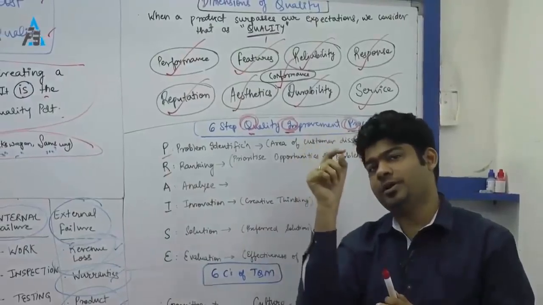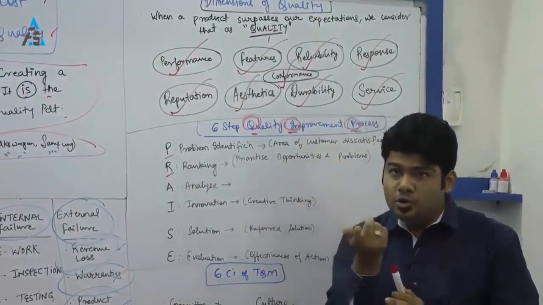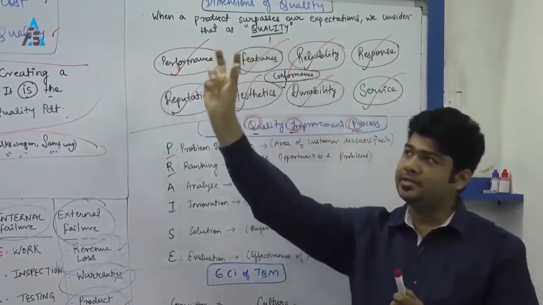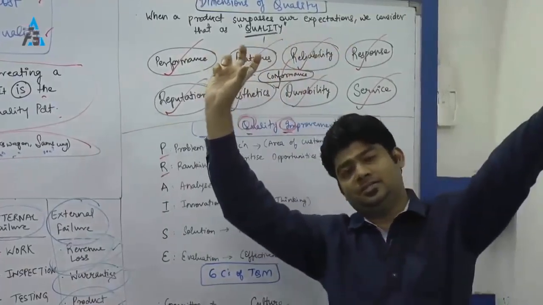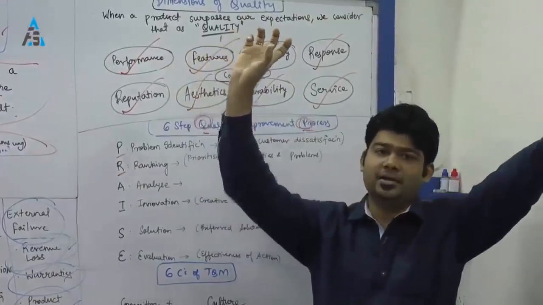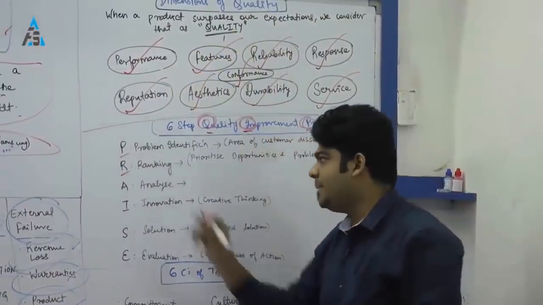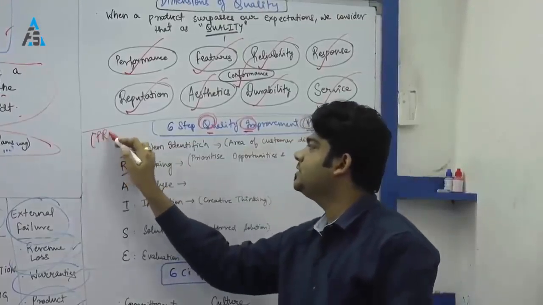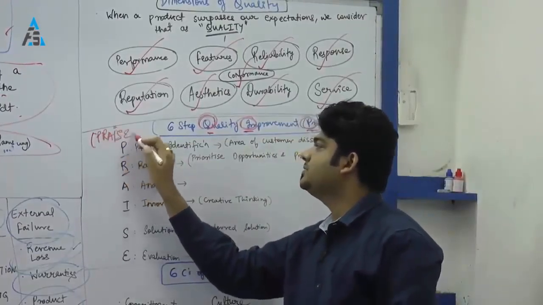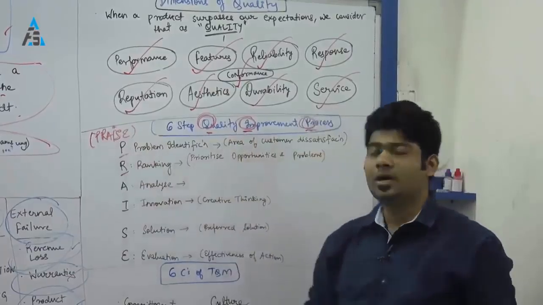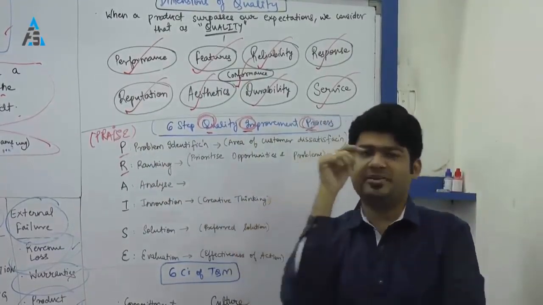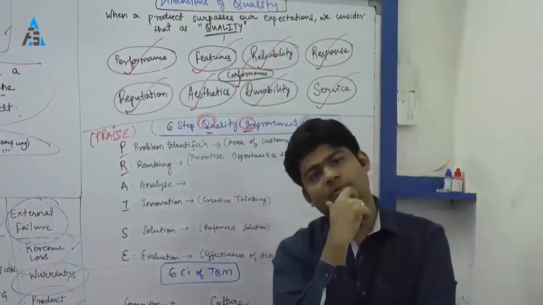So problem 1, 2, 3, 4, 5. You will rank them according to how important it is in terms of the sales that it will impact. So first is PRAISE, just an abbreviation. PRAISE is the abbreviation given for a 6-step quality improvement process. P stands for problem identification. Identify what are the problems in the whole product.